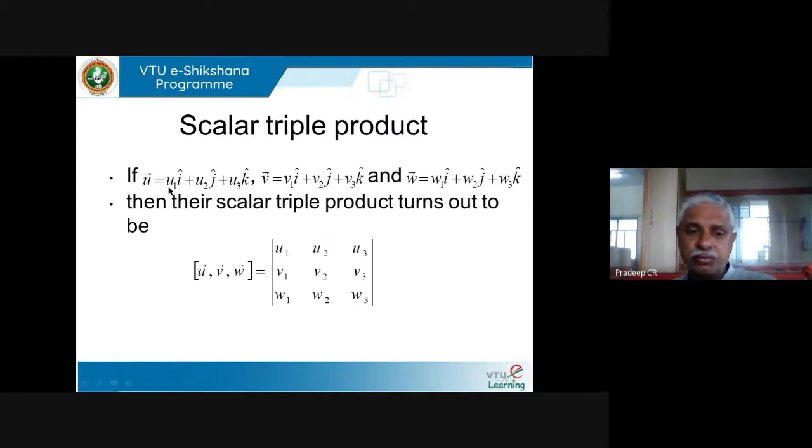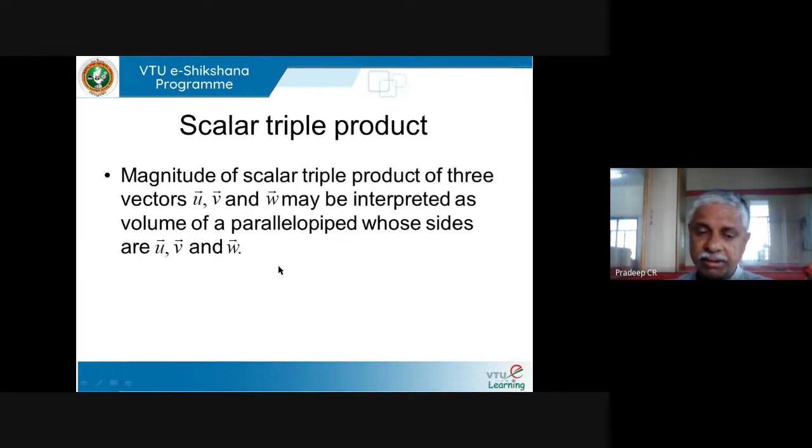If vector u is u1, u2, u3, v is v1, v2, v3 and w is w1, w2, w3, then the scalar triple product is just this determinant: u1, u2, u3, v1, v2, v3, w1, w2, w3. This you should remember. This will keep coming often. We will use this very much.